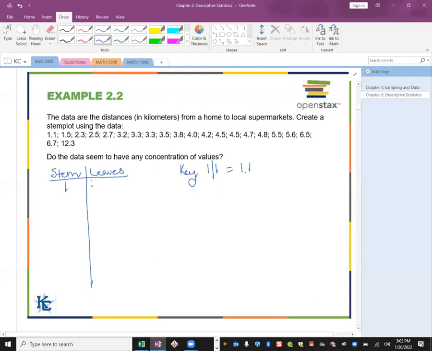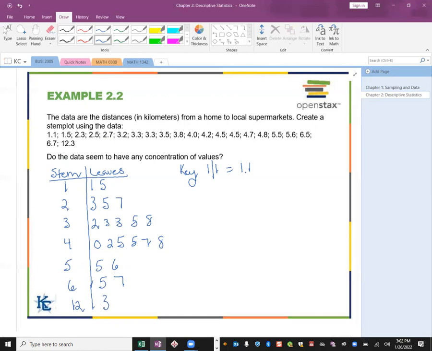So we're going to have 1.1, 1.5, 2.3, 2.5, 2.7, 3.2, 3.3, 3.3, 3.5, 3.8, 4.0, 4.2, 4.5, 4.5, 4.7, 4.8, 5.5, 5.6, 6.5, 6.7, and 12.3. So our whole number portion is on the stem side, and our decimal portion is on the leaves side.